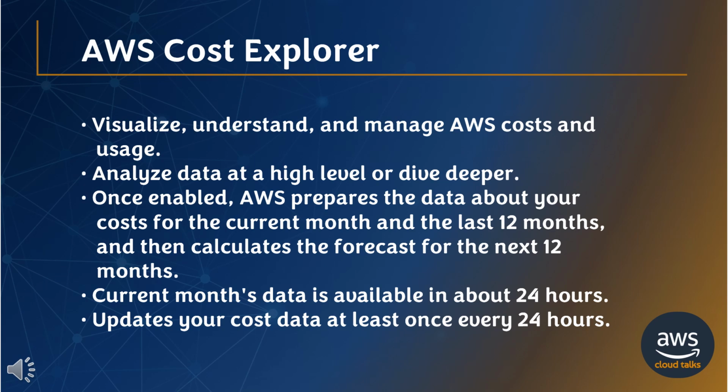You need to enable the Cost Explorer. Once enabled, AWS prepares the data about your costs for the current month and the last 12 months, and then calculates the forecast for the next 12 months. Data of your current month is available for viewing in about 24 hours. The rest of your data takes a few days longer. It updates your cost data at least once every 24 hours.